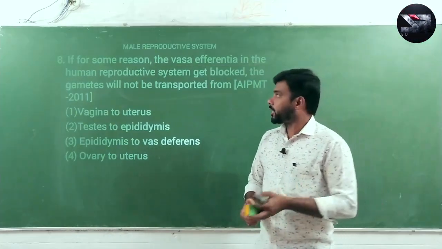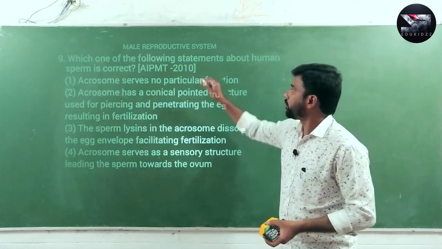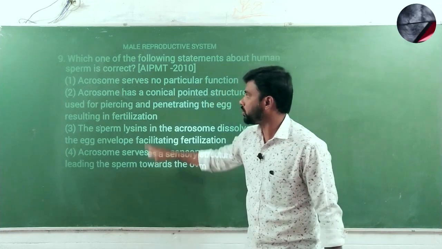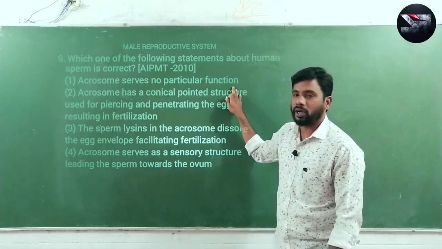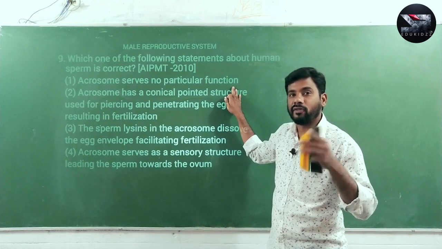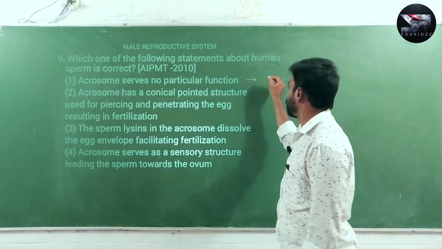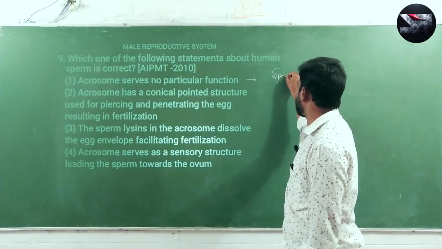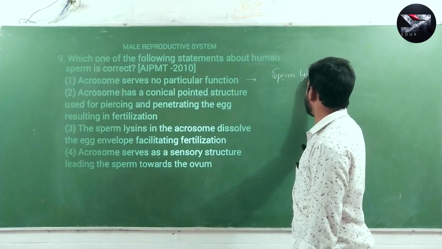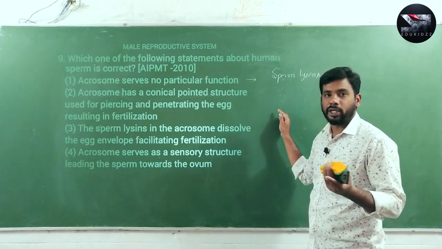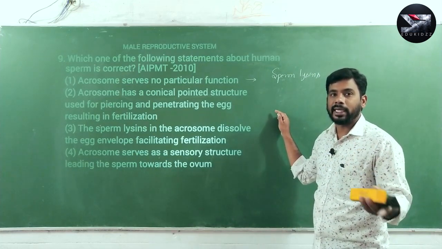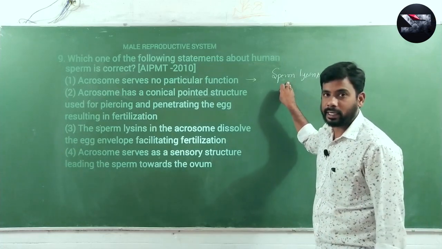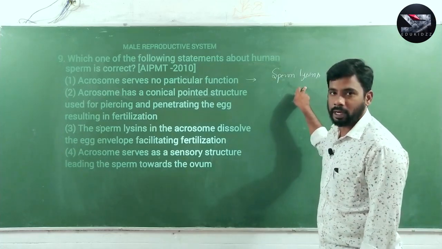Now let us take the next question. Which one of the following statement about human sperm is correct? So here the options include: acrosome serves no particular function, but the acrosome does have a function. What is the main function of acrosome? It has several enzymes which are collectively called sperm lysins. These sperm lysins, for example, include hyaluronidase, neuraminidase, acrosin, and phosphatase. There are different types of hydrolytic enzymes, which are collectively called sperm lysins.